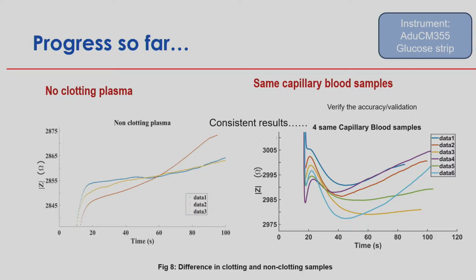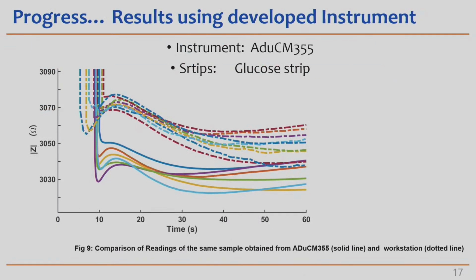So from this, we understand that the results are consistent. And the next question that we are facing is whether the instrument is calibrated to have the same accuracy as the gold standard impedance measurement system. To determine that, we have used gold standard measurement systems already available in the university. So we would take the same sample, do it on the present system, measure impedance while it clots, and with the same sample measure the change in impedance using a desktop workstation.